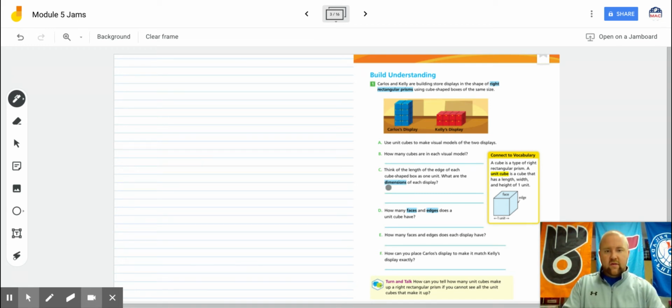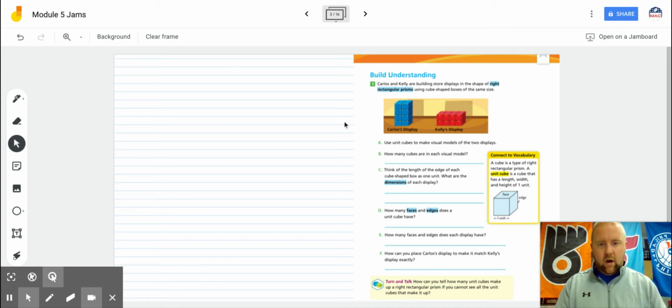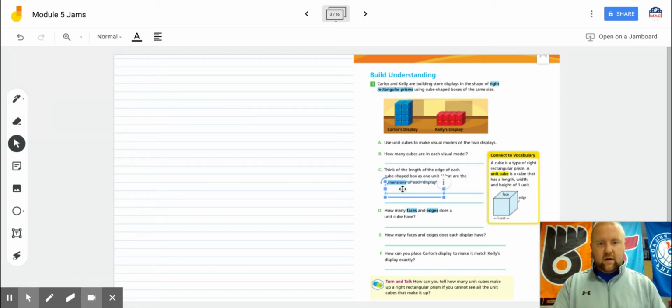Well, it looks like the first one is the length. Actually, let me use a text box. Okay, our length in our box here is going to be 2 units. The width is going to be 2 units, and the height is going to be 4 units. Now, when we look at this example, how is that so? Well, again, there are 2 on the bottom going across, and there are 2 on the bottom going back. So that's our length and our width. The height is how many boxes tall is it? And it's 4 boxes tall.